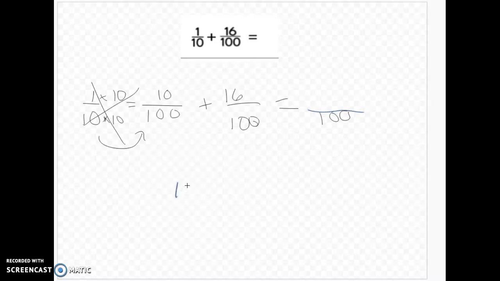But if not, you can add on the bottom of the paper or the side of the paper. You always have to line up the ones for sure, and start with the ones. 0 plus 6 is 6. 1 plus 1 is 2. So that's 26. 10 plus 16 is 26. So our answer is 26 hundredths.